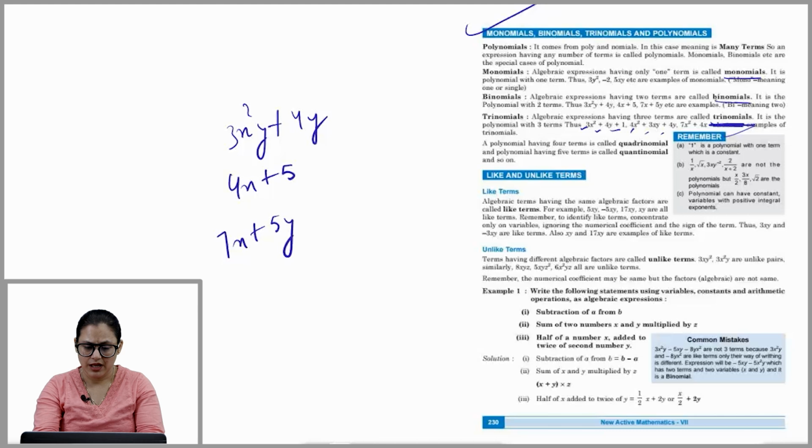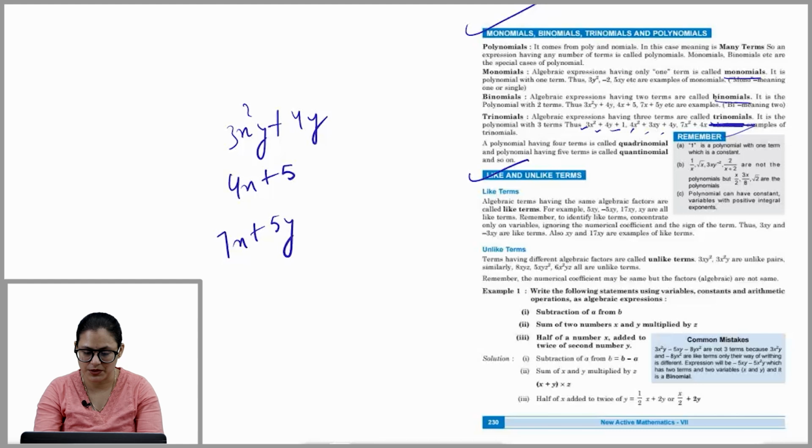Now let's discuss like and unlike terms. Like terms: algebraic terms having the same algebraic factors are called like terms. For example, 5xy, minus 5xy, 17xy, xy are all like terms. Remember, to identify like terms, concentrate only on variables, ignoring the numerical coefficient and the sign of the term. Thus, 3xy and minus 3xy are like terms. Also, xy and 17xy are examples of like terms.